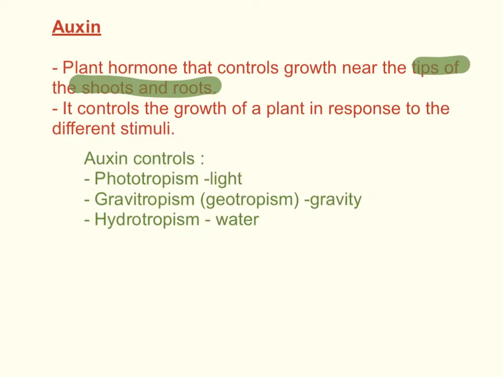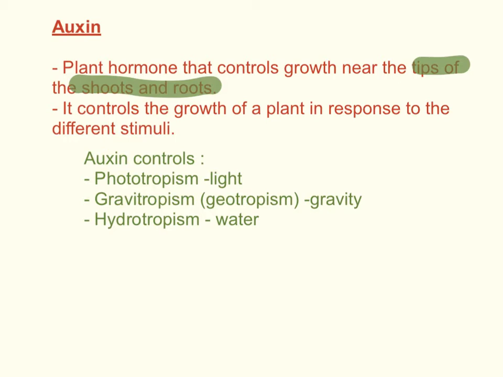So these are our 3 different stimuli. If a plant grows in response to light, this is known as a phototropism. If a plant grows in response to gravity, it is known as a gravitropism or a geotropism. And finally, if a plant grows in response to moisture or the presence of water, this is known as a hydrotropism.